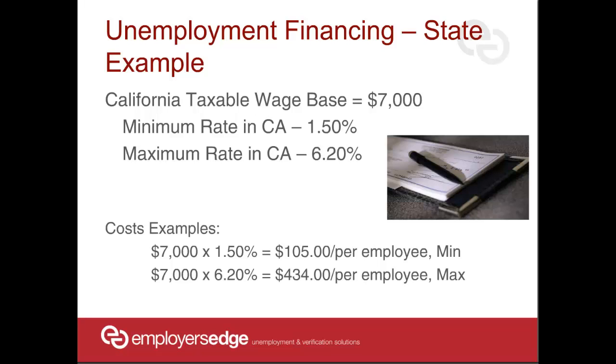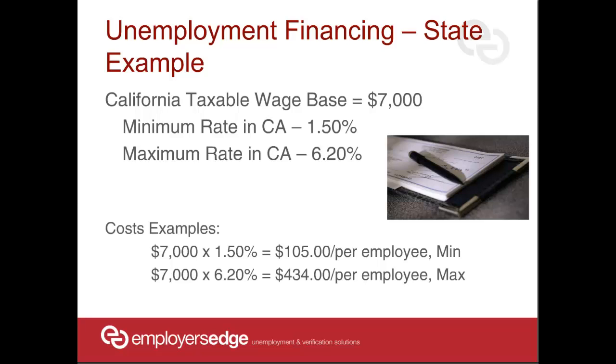The minimum unemployment tax rate in California is 1.5%. The maximum is 6.2%. So here's some cost examples. If you're paying at the minimum rate in California, you're paying $105 per employee per calendar year. If you're paying at the maximum rate, that's $434 per employee per calendar year.